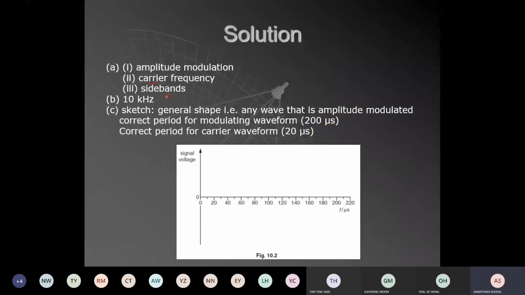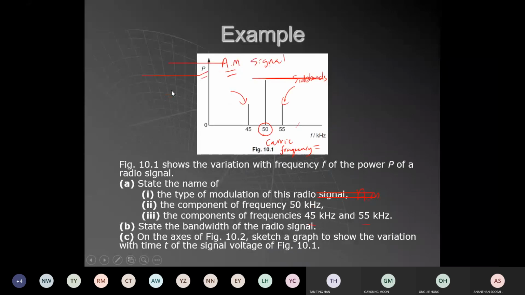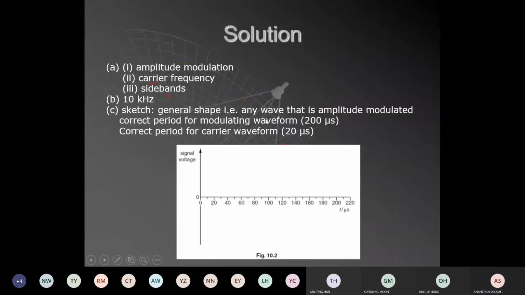Next, state the bandwidth of the radio signal. Bandwidth means the width, the width here. The bandwidth is 2 times the sideband, so 55 minus 45. So the bandwidth is 10 kilohertz.